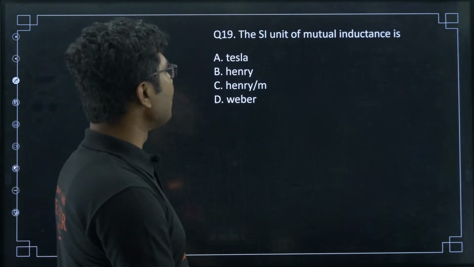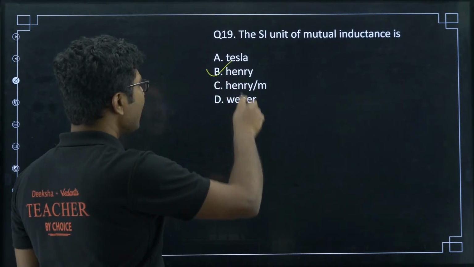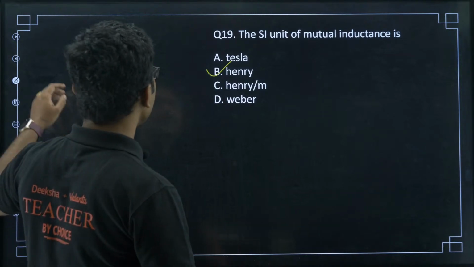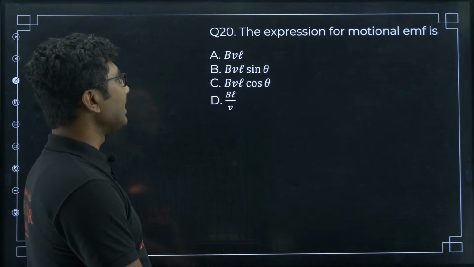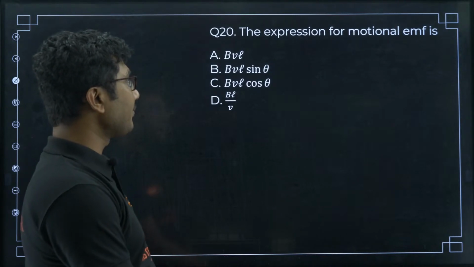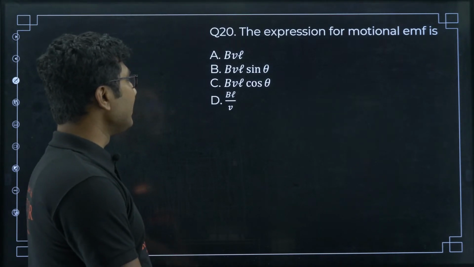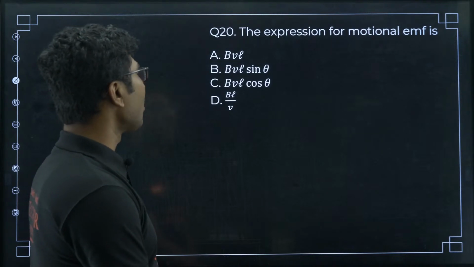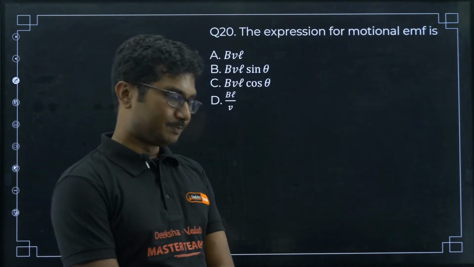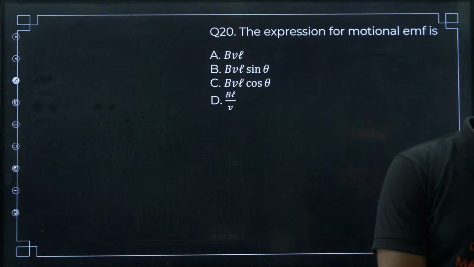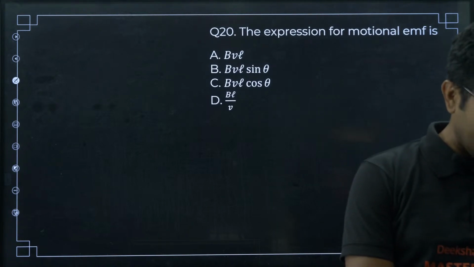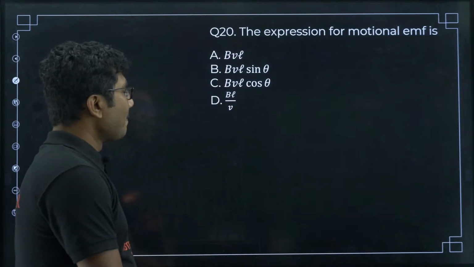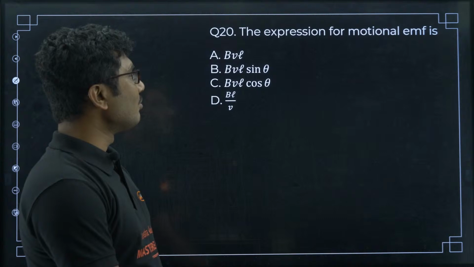The SI unit of mutual inductance, another same question, somehow it is repeated. Henry, yes. The expression for motional EMF is: BVL, BVL sin theta, BVL cos theta, BL by V. 19B, question number 20. Pradeep is saying 20A. Expression for motional EMF.